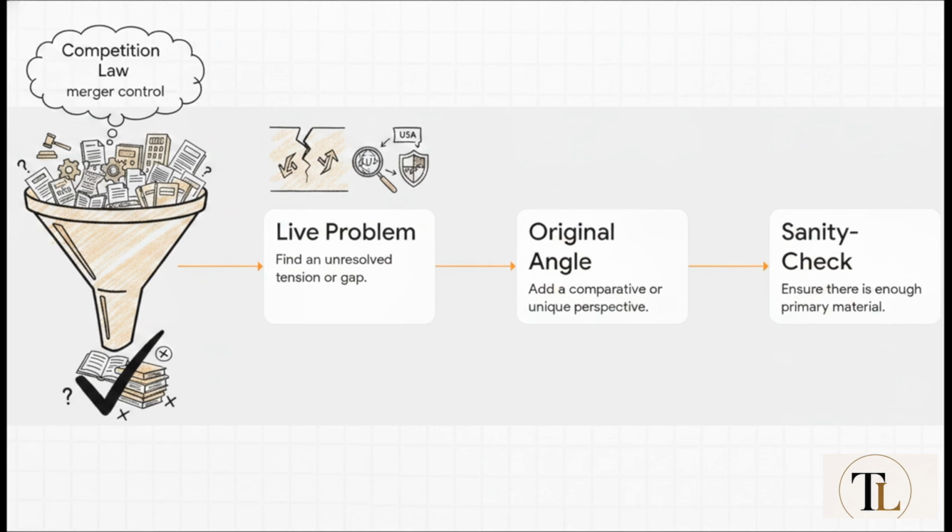Step 3, add an original angle. I mean, writing just about gun jumping in India has been done 100 times over. But if you add a comparative angle, like testing Indian law against the EU and US control tests, suddenly you have a genuine original contribution. And finally, step 4, sanity check your available material. Before you commit to this amazing original idea, you absolutely have to ensure there's enough case law and primary material out there to actually build 15 to 20 pages. If you can only track down 2 sources, your topic is way too narrow.